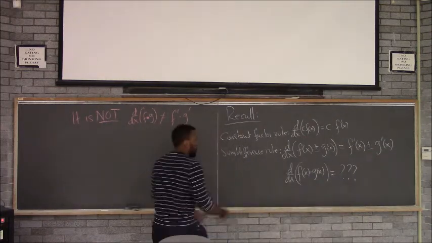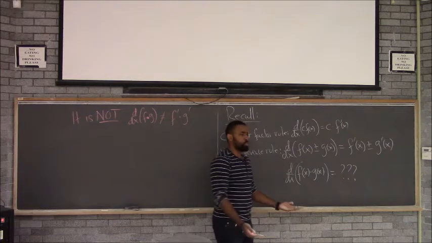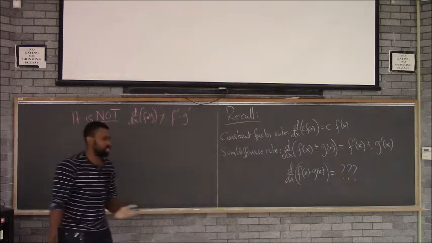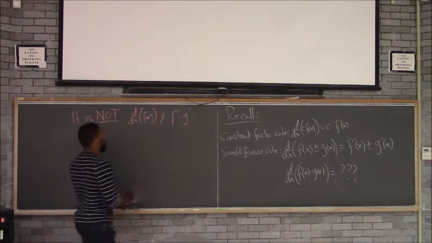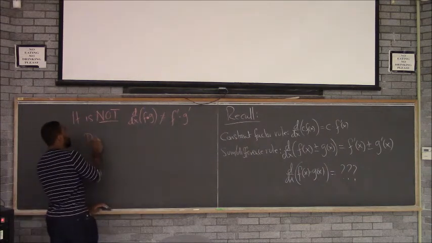Right? You're adding two things, you take the derivative of each part. You're multiplying two things, you can't take the derivative of each part. That actually doesn't work. So derivatives do not distribute across products.